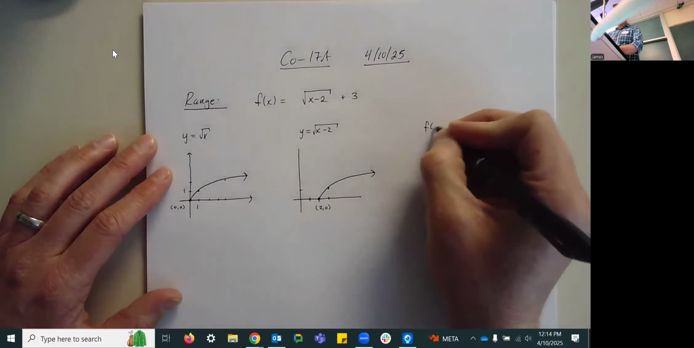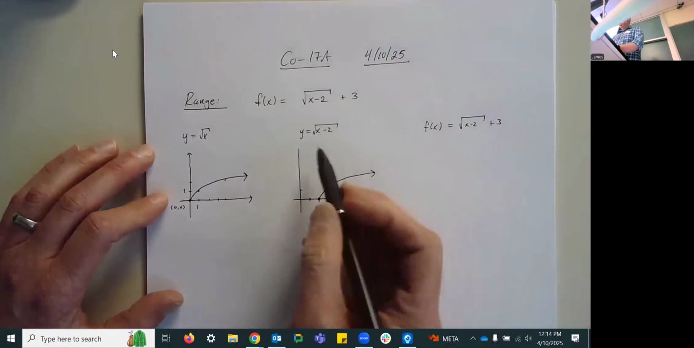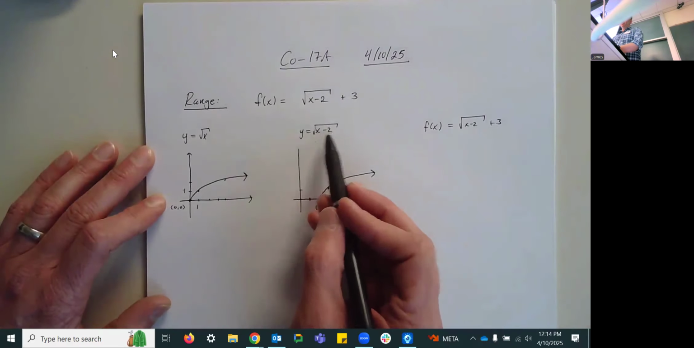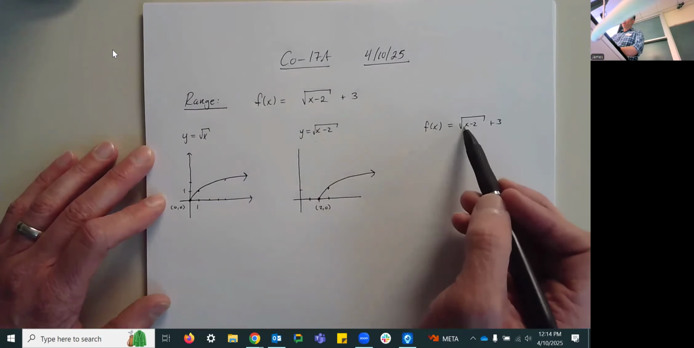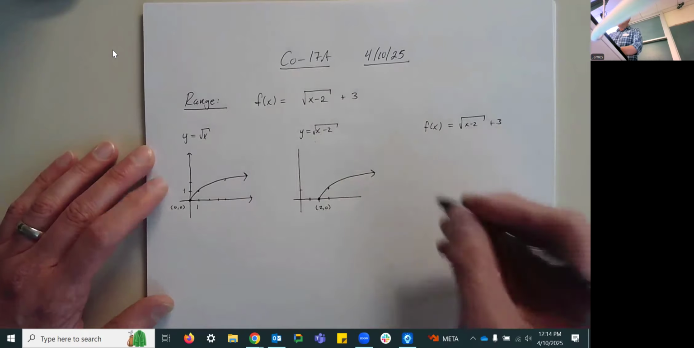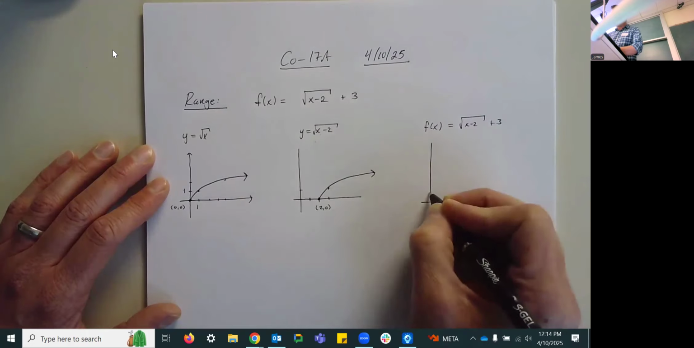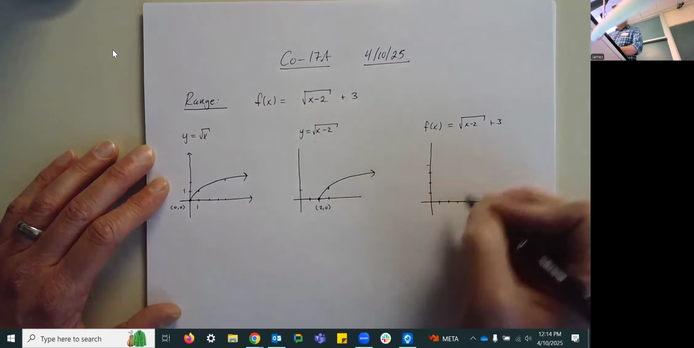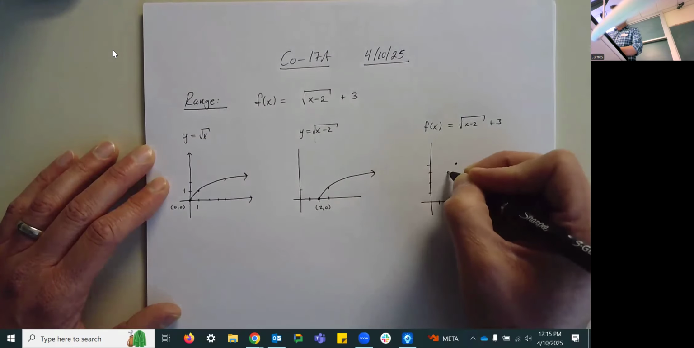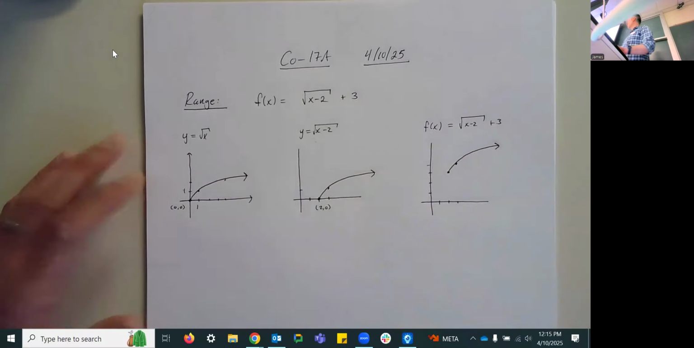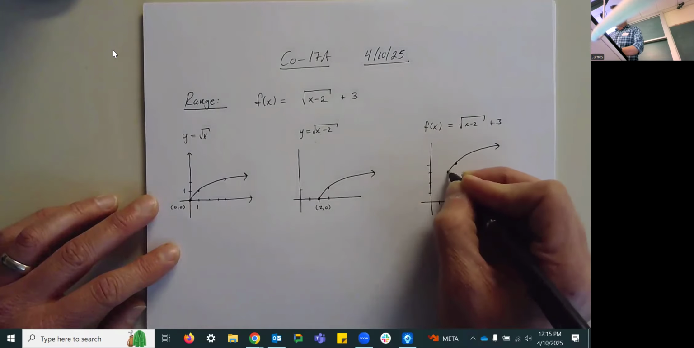So if I look at f of x equal to the square root of x minus 2 plus 3, here if x was 2, I got 2 minus 2, which is 0, and the square root of 0 is 0. Here if x is 2, I get 2 minus 2, which is 0, the square root of 0 is 0, and 0 plus 3 is 3. So we're going to get essentially the same graph, just everything moved up 3 units. So I'm going to get the point (2, 3), and the point (3, 4), and it's going to have the typical square root shape. I'm going to label this point specifically because it's kind of important. It's where the graph starts.